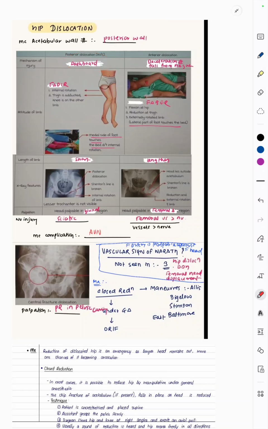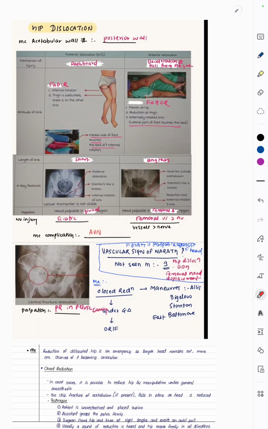Attitude of the limb in posterior dislocation of the hip is the FADIR position, that is flexion, adduction, and internal rotation, while in anterior dislocation it is in the FABER position. Very important: in the posterior dislocation of the hip, the medial border of the foot touches the bed, while in anterior dislocation of the hip, the lateral border of the foot touches the bed. The length of the limb in posterior dislocation is short, while in anterior dislocation the length of the limb lengthens.